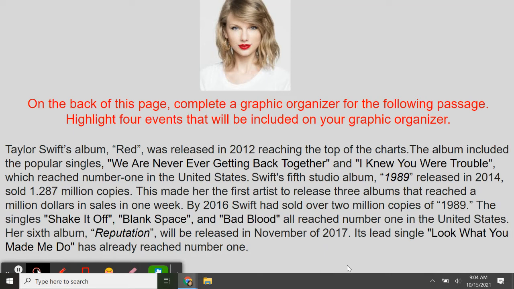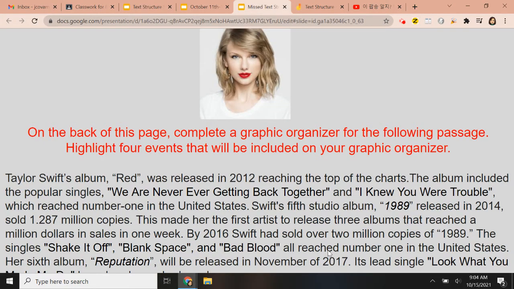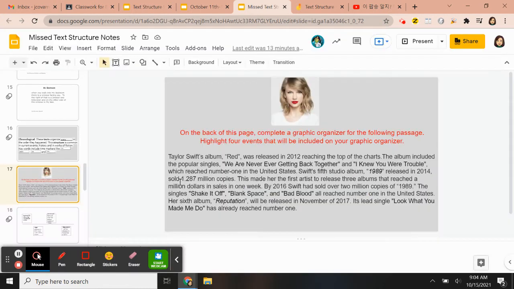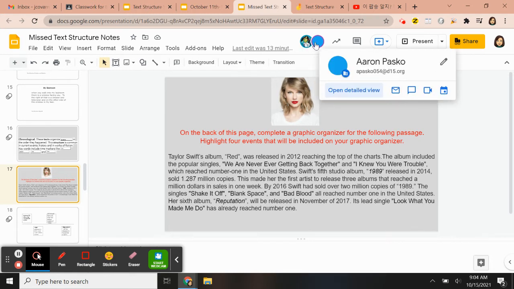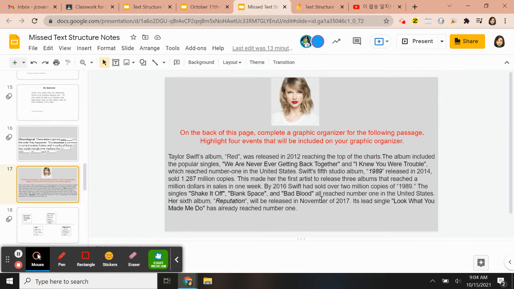Okay. What I want you to do right now is go through, and we'll do the first one together. I want you to go through and highlight where you see dates. Providence and Aaron, you don't want to be on this one. You want to be on yours so that you can type. Okay? It's under classwork. All right.